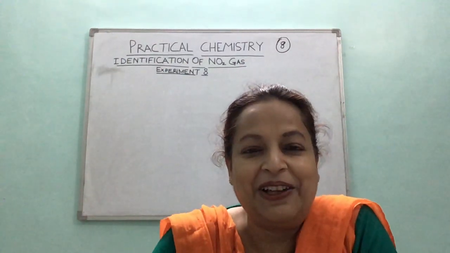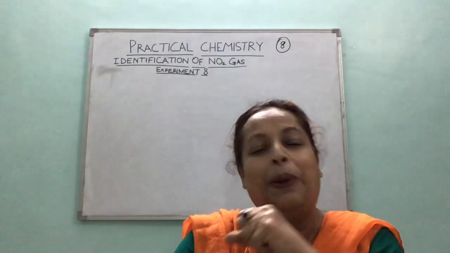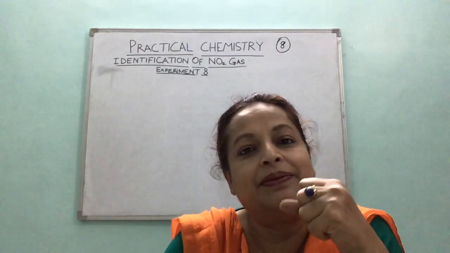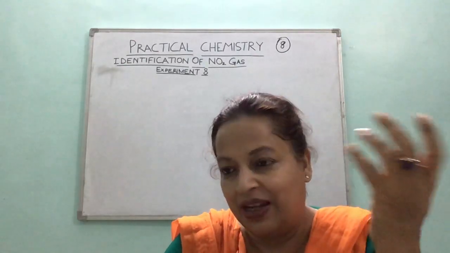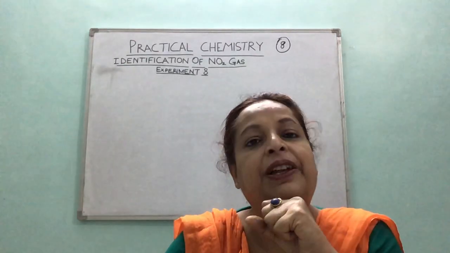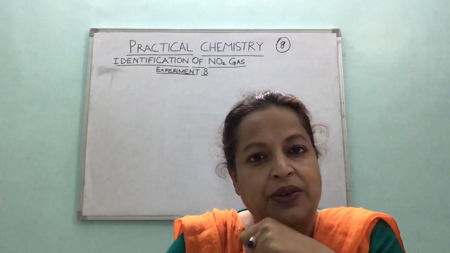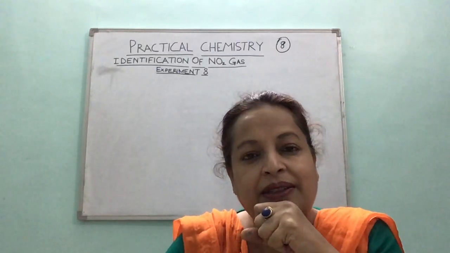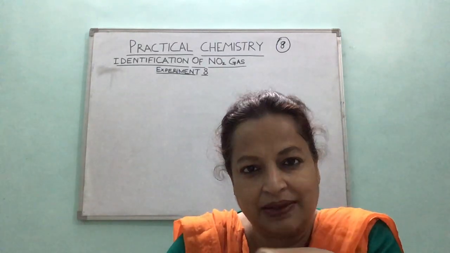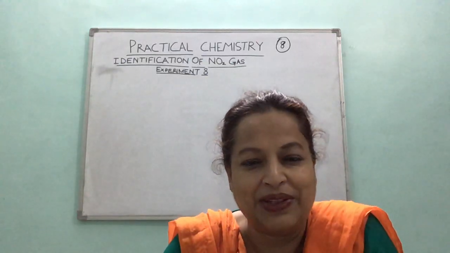Hello children, welcome back to our next session of practical chemistry. Now we are doing the identification of acidic gases, and we have done carbon dioxide, sulfur dioxide. We've also done chlorine and hydrogen chloride gas, right? Now the next acidic gas which you're going to do today is nitrogen dioxide gas.